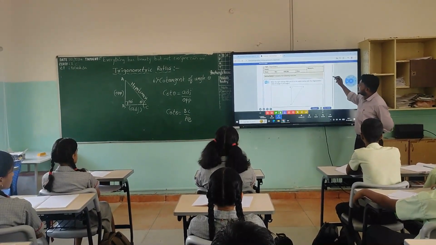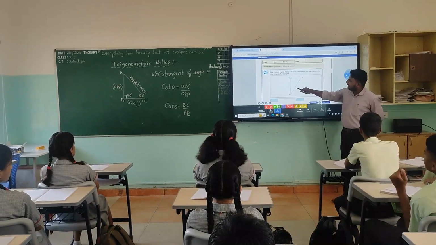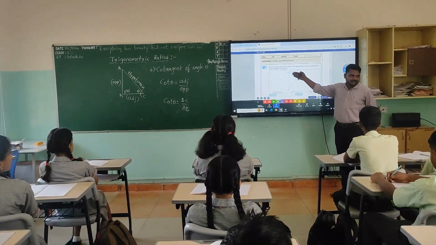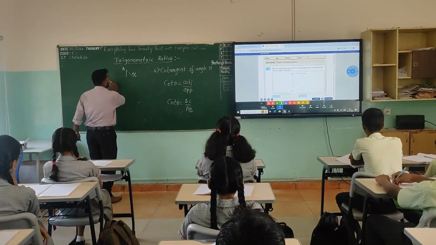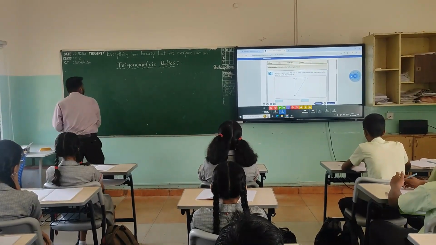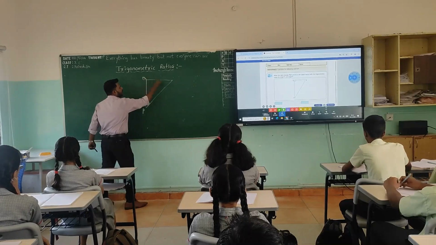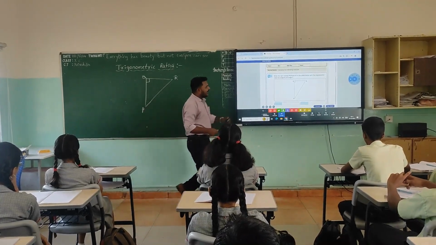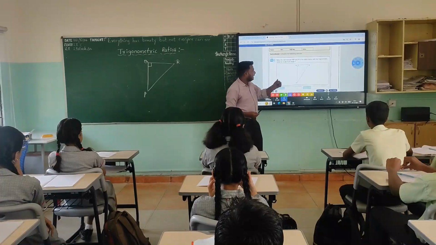So next we have one example question here. Refer to the right angle triangle PQR and fill in the table below with the trigonometric ratios for angle R and angle P. Here they have given one right angle triangle PQR, right angle at Q. So with respect to angle R and angle P, we need to write the trigonometric 6 ratios.